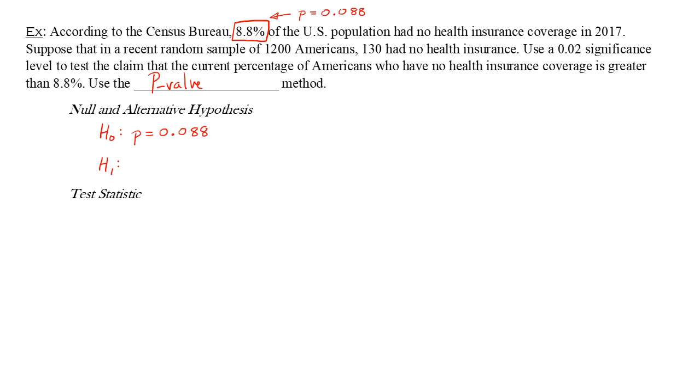And the alternative hypothesis is testing the claim. So here, if I read the last sentence, test the claim that the current percentage of Americans who have no health insurance coverage is greater than 8.8%. So we're going to test the claim that P is actually greater than that. And that's sort of the original claim that we're going to try and support here with some evidence.